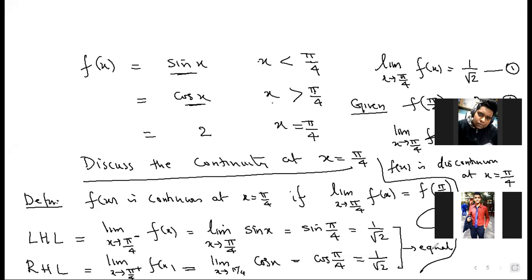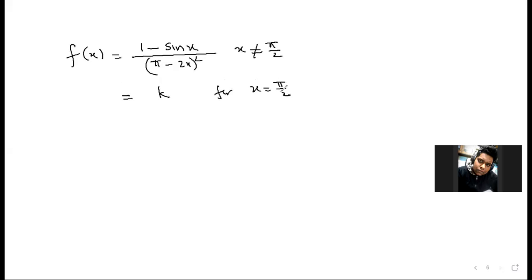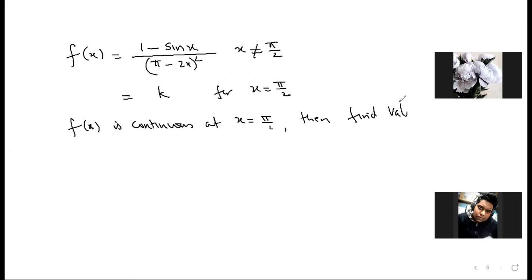अभी एक और प्रॉब्लम दे दूं मैं. f of x is equal to 1 minus sin x upon pi minus 2x the whole square for x not equal to pi by 2, is equal to k for x equal to pi by 2. f of x is continuous at x equal to pi by 2. Then find the value of k.